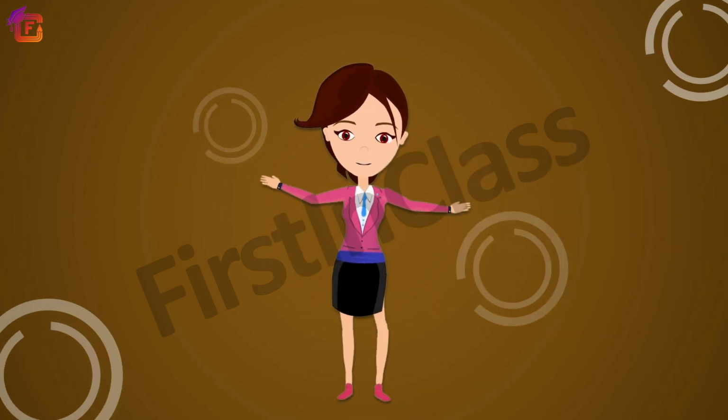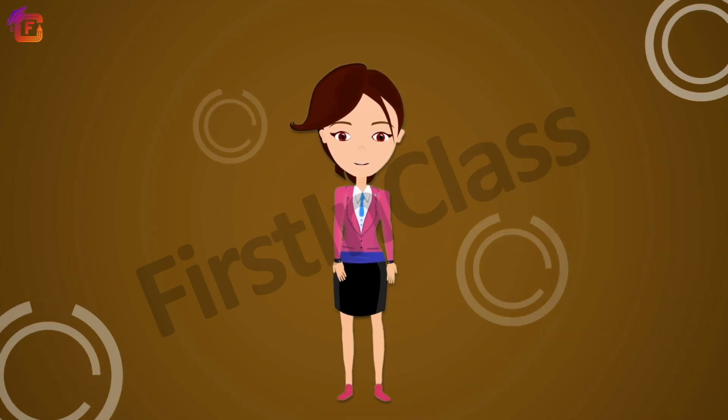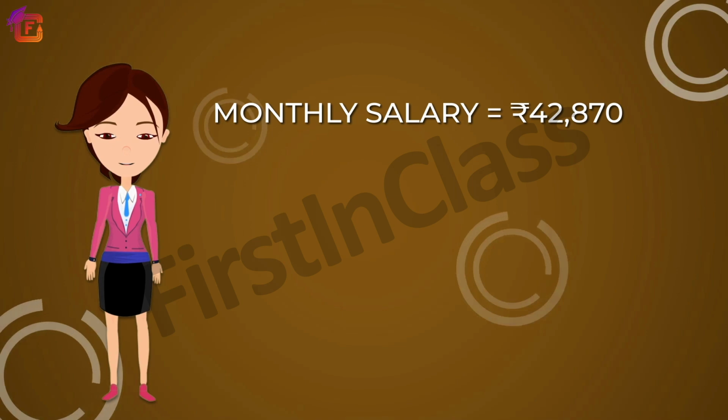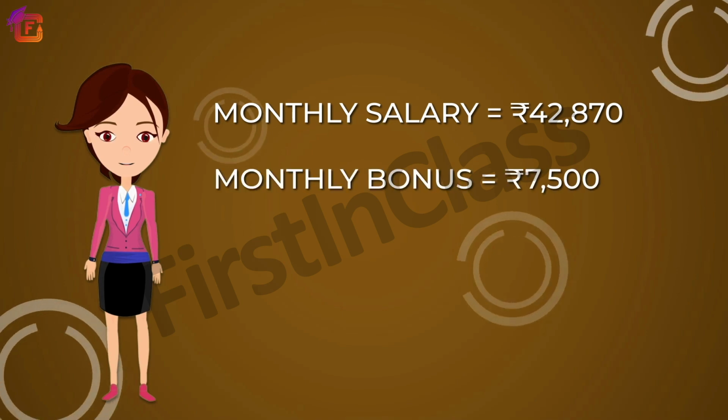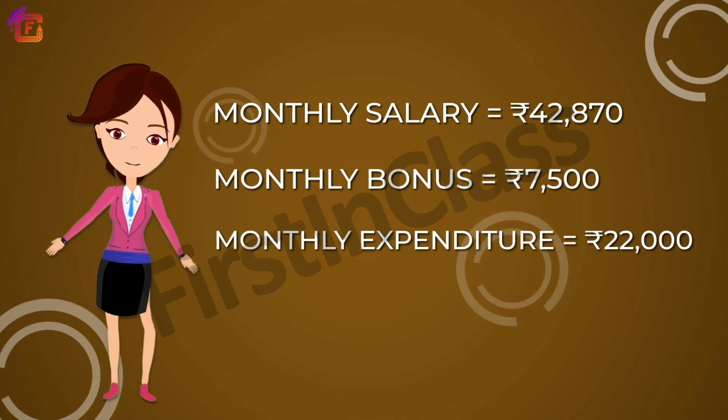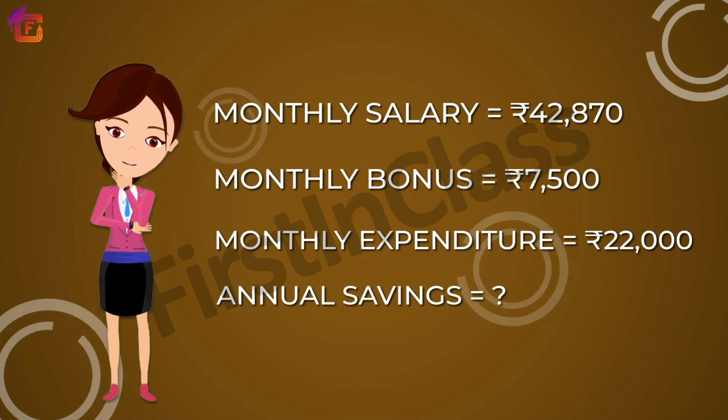Your cousin Anamika is keeping a track of her savings. Her monthly salary is 42,870. Apart from this, she earns a bonus of 7,500 every month. Her monthly expenditure is 22,000. Can you help her in finding the annual saving?